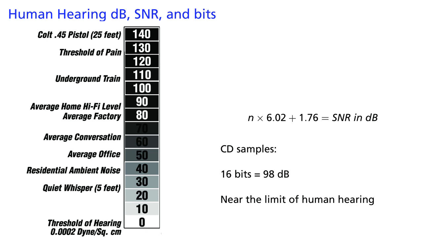98 dB is plenty for sound. Most of the time, if you actually have a 98 dB source, your amplifier, your speakers, are going to introduce more noise than that source. So that's more than enough.